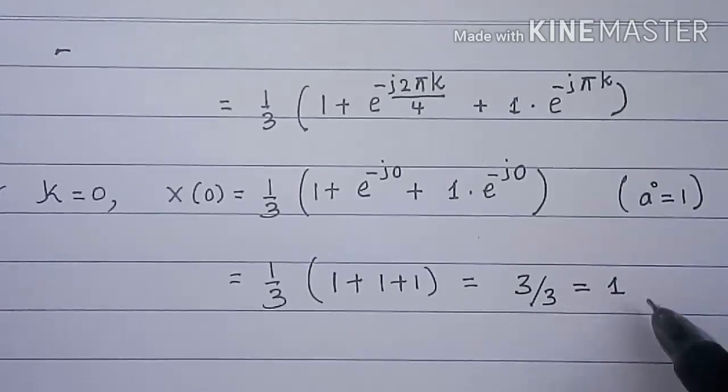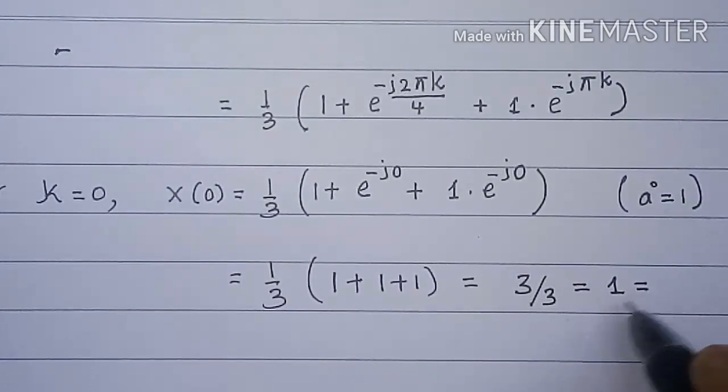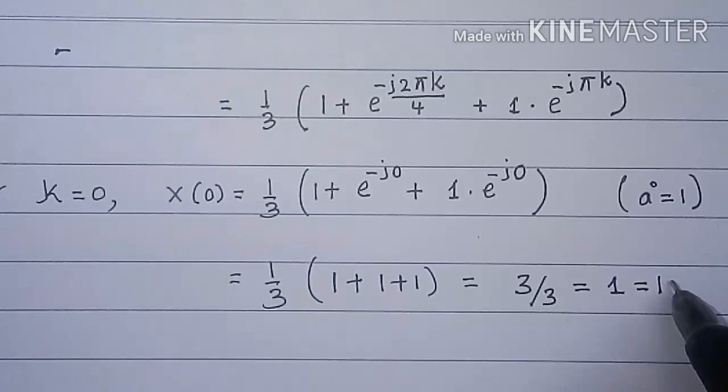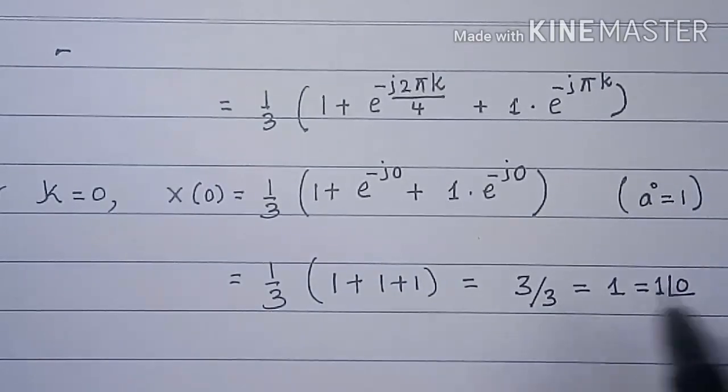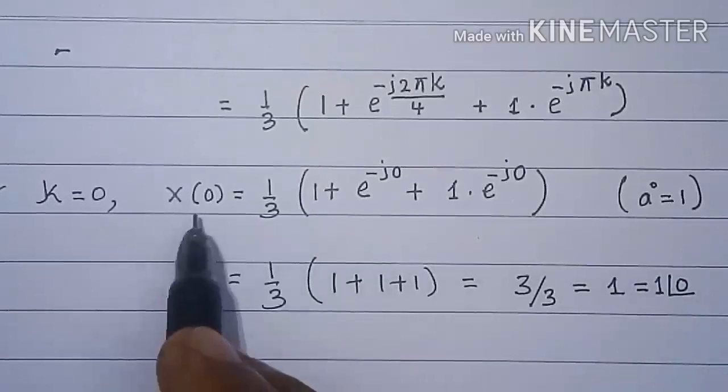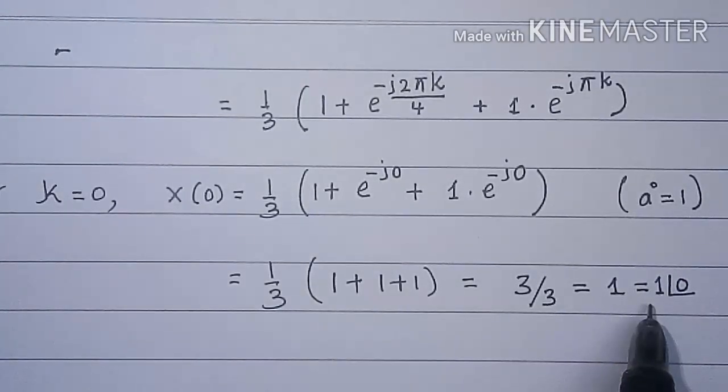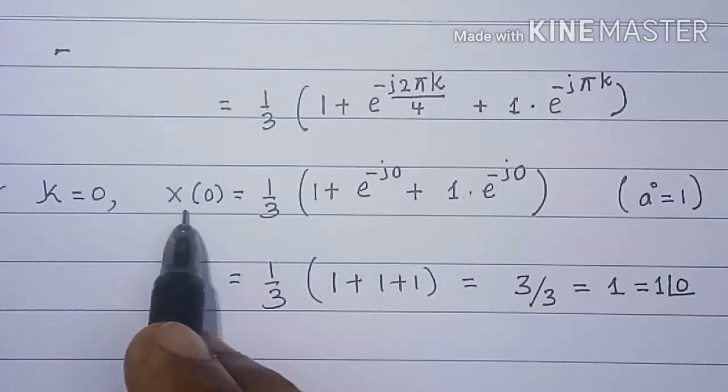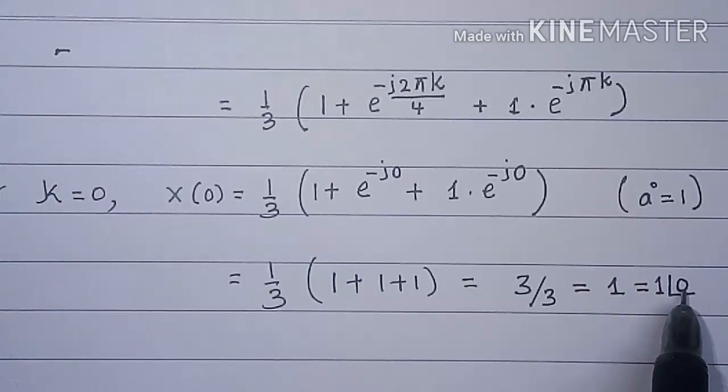This 1 is in rectangular form. In polar form, X of 0 will become 1 at an angle of 0. That means the magnitude of X of 0 is 1 and the phase angle of X of 0 is 0 degree.